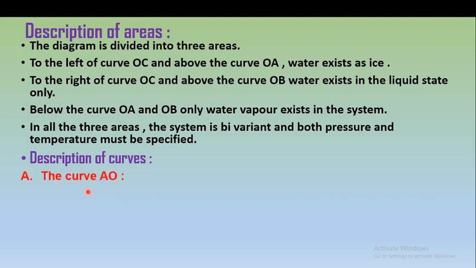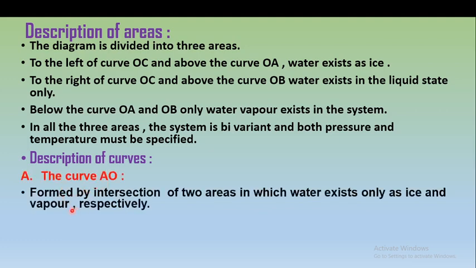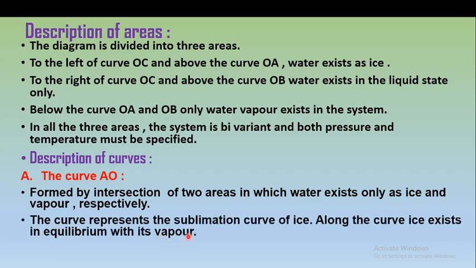So the first one is curve AO. We know what curve AO is. Curve AO is formed by the intersection of two areas in which water exists only as ice and vapor. Means along the curve AO, which two phases are in equilibrium? Ice and vapor. And the curve represents the sublimation curve of ice, because ice, that is solid ice, is directly converted into vapor. Therefore, it is called the sublimation curve of ice. And along the curve, ice exists in equilibrium with its vapor.